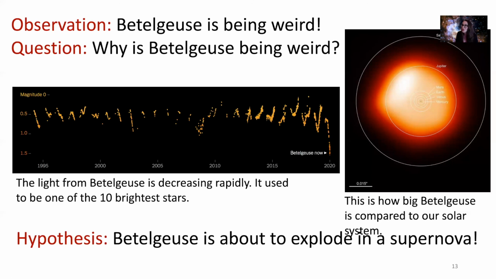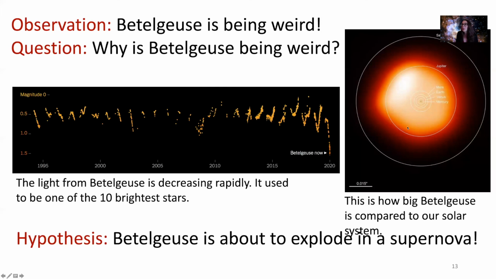And so our question was, why was Betelgeuse behaving in this way? We observed the light curve. Why is it doing this? There are many hypotheses, but one of those hypotheses is that Betelgeuse is about to explode in a supernova. A supernova is the explosion of a massive star at the end of its lifetime. Now, Betelgeuse is a very massive star.